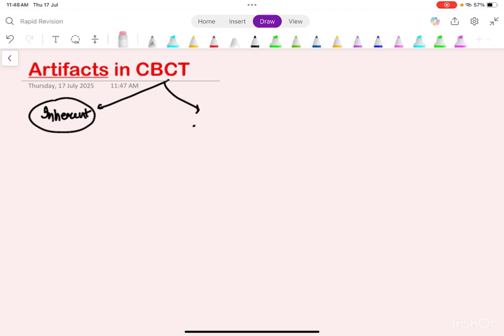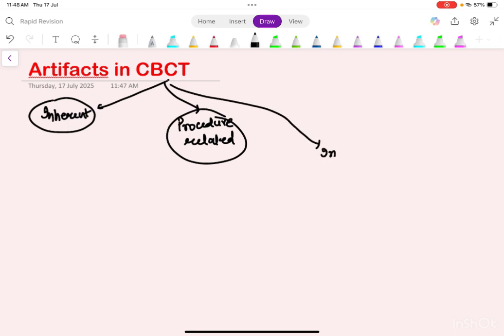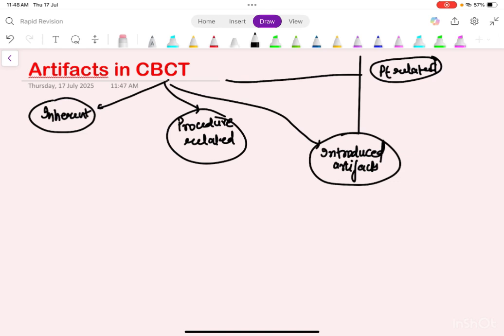No, first we'll talk about procedure related. Then you can talk about introduced artifacts, and the last one being patient related. Okay, now let's talk about the first, the inherent ones.